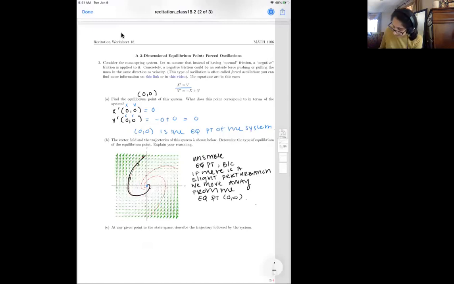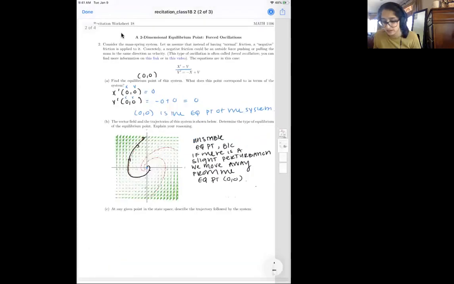Okay, so part C: at any given point in the state space, describe the trajectory followed by the system. This is the same question as last time that we saw on this page. All it's asking is for us to fully characterize the behaviors of the trajectories in the two-dimensional state space. To do that, essentially, we need to determine what the equilibrium points are and look at the behaviors around the equilibrium points. So if we're at 0, 0, which is our only equilibrium point because we were told so, we stay at 0, 0.